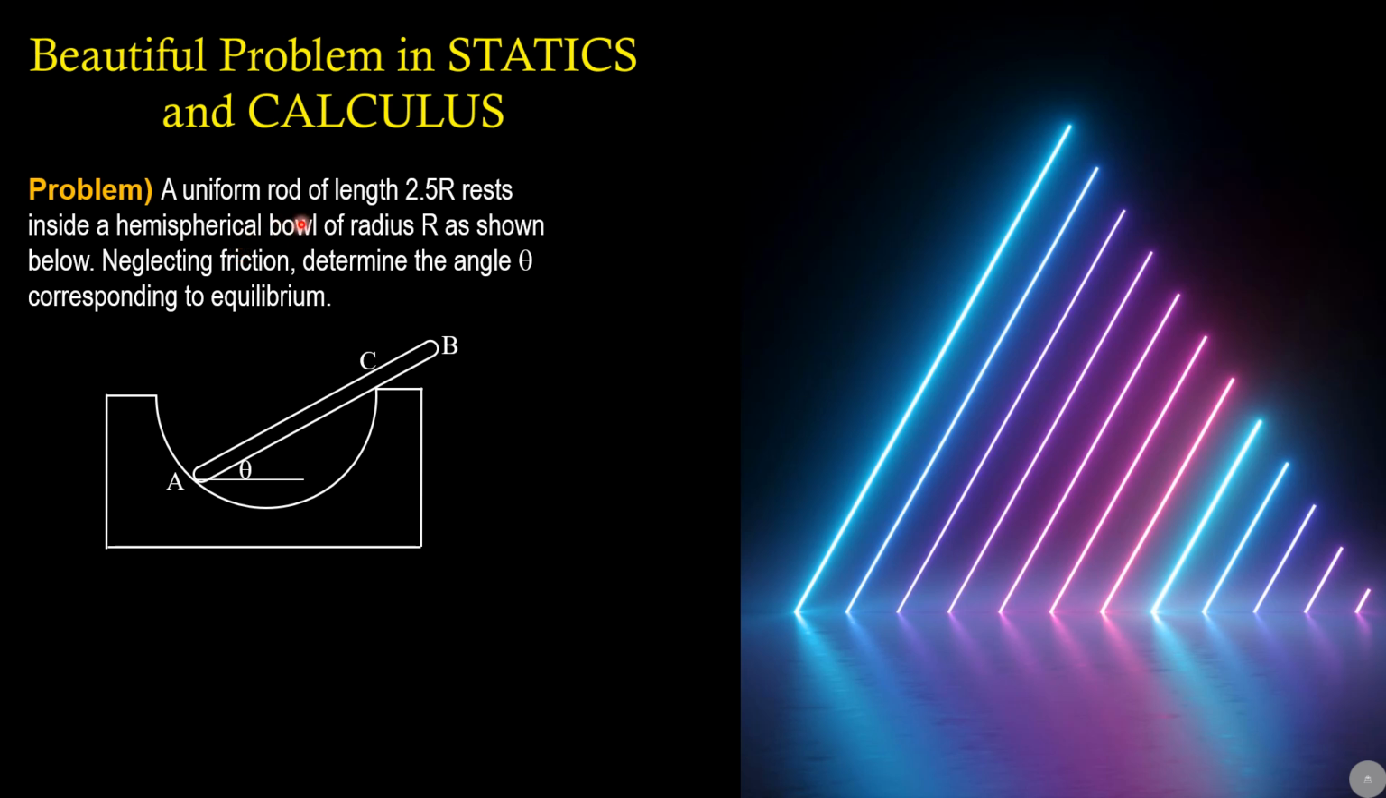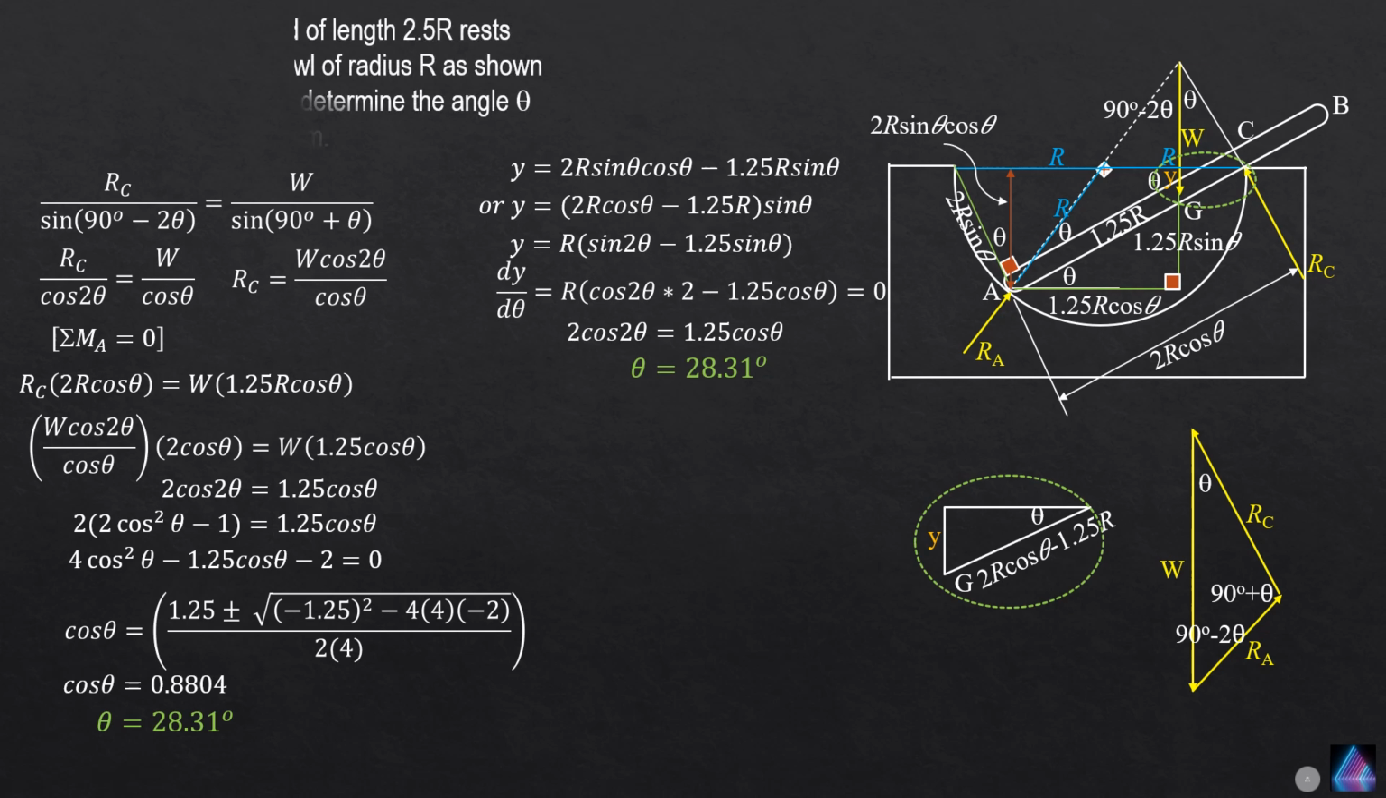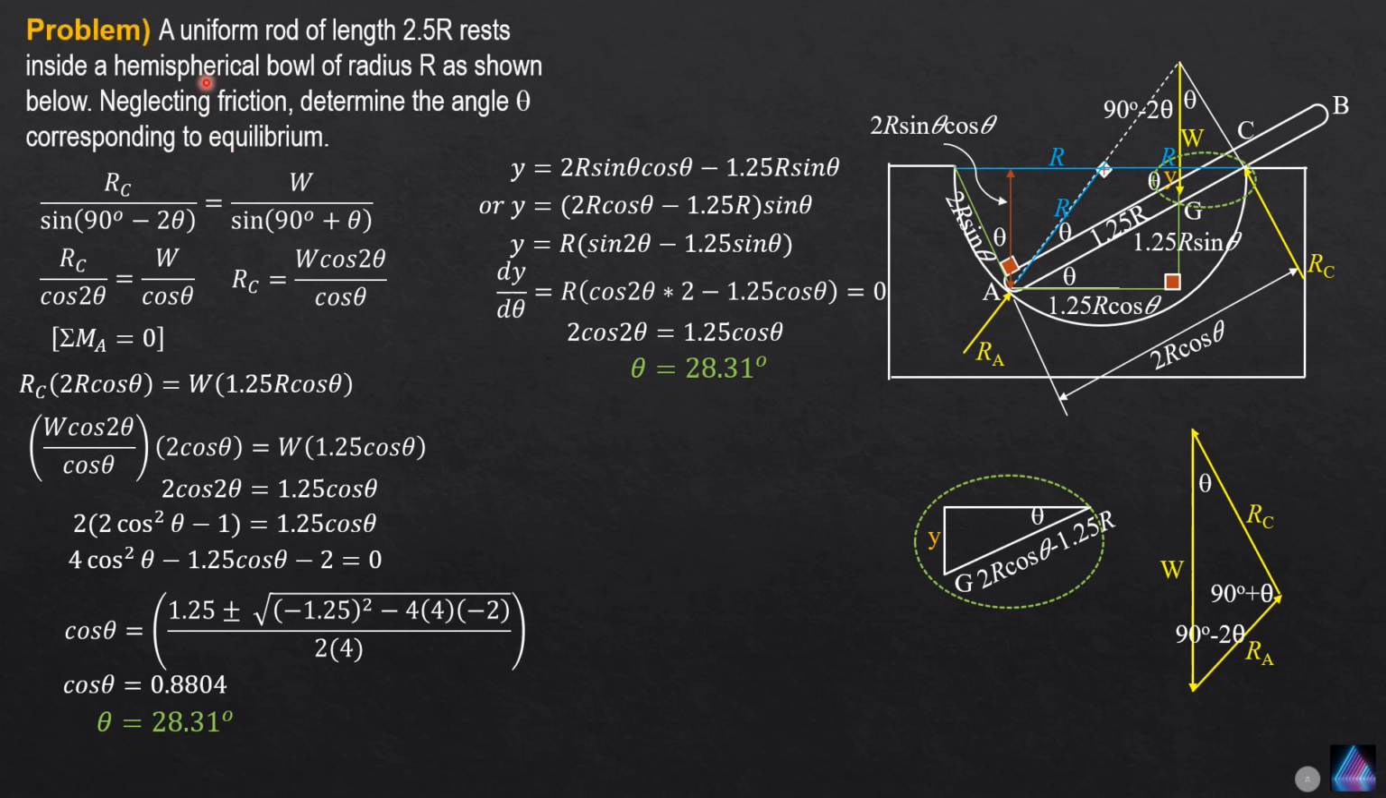A uniform rod of length 2.5 r rests inside a hemispherical ball of radius big R, as shown below. Neglecting friction, determine the angle theta corresponding to equilibrium. So let's solve now this problem. I'll present first the statics approach.